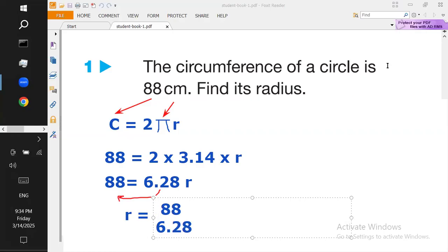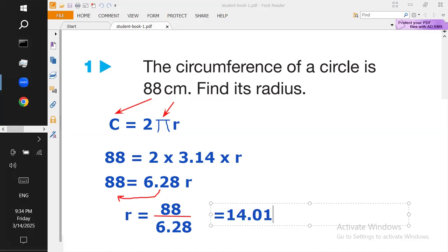Now I divide them with a calculator and I'll get the length of the radius. So 88 divided by 6.28, and the answer is 14.01. You can round this to three significant figures. It will become 14.0. So it equals 14, or you can say 14 alone, okay? And that's the idea of this question. Now let's move on to the next question.